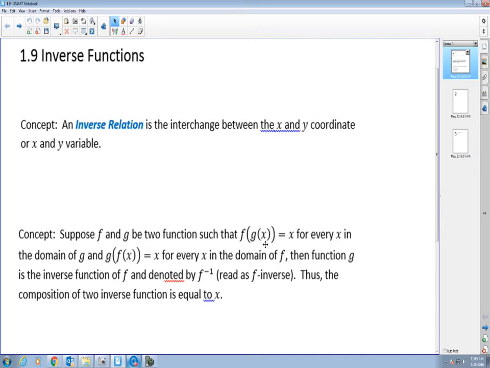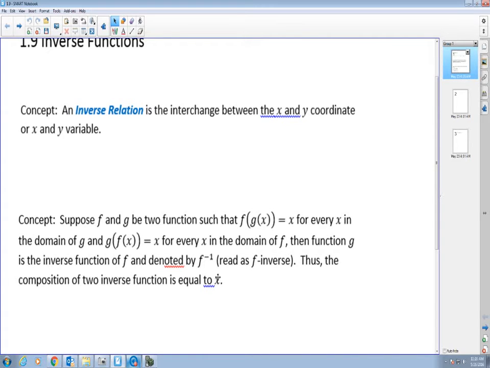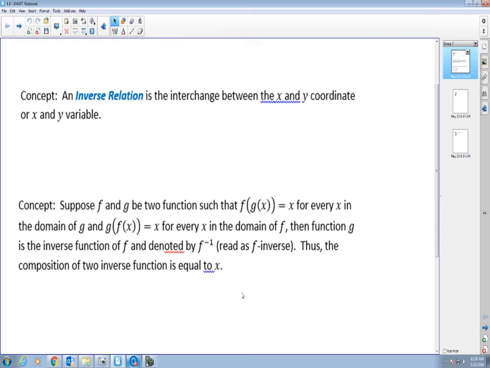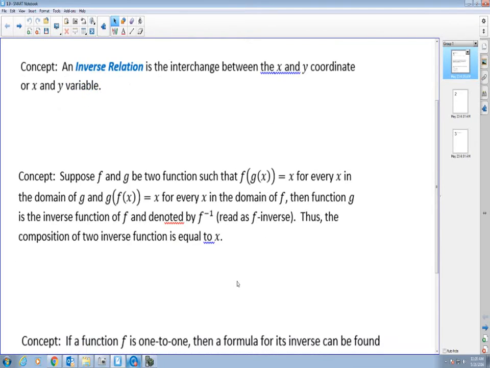In other words, if we do the composite function of the two functions, and the answer comes out to be x, then we can say that function g is the inverse of function f. For an inverse function, we denote it as f inverse. We talked about composition of two functions before. If I have two functions and plug one into the other, and they come out equal to x, that means the second function is the inverse function of the function f.